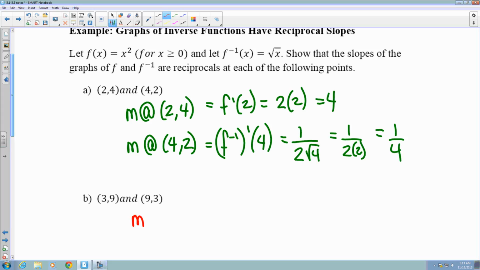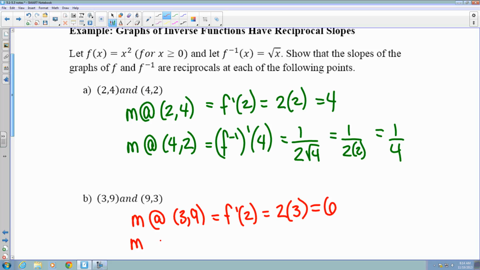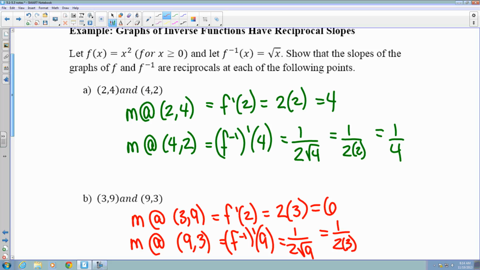Then the next one, slope at 3, 9, again into the derivative of the original. 2 times 3, or 6. And then the slope at the other point is the derivative of the inverse at 9, which is 1 over 2 times the square root of 9, or 1/6. So we have done our job. And that was section 3 on inverse functions.